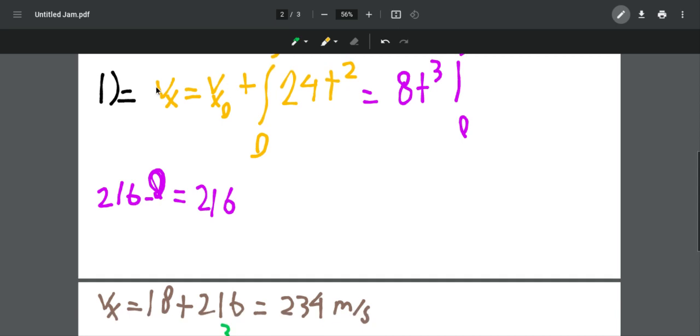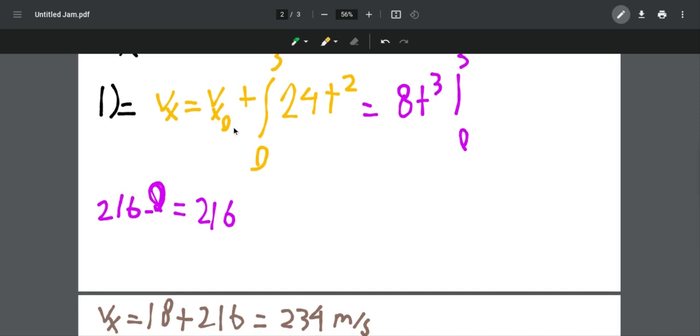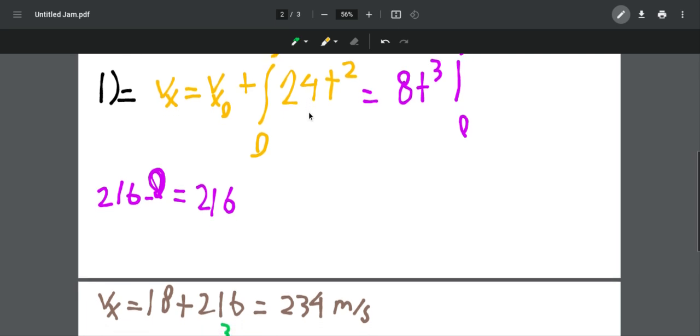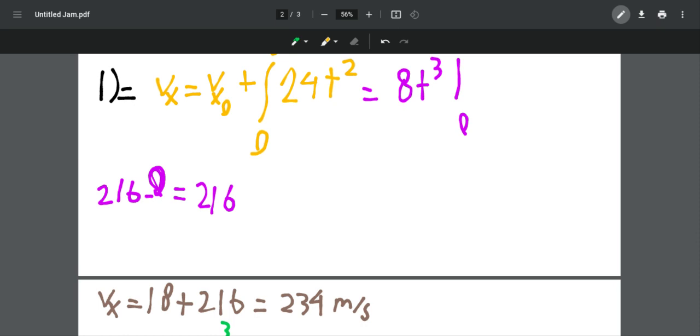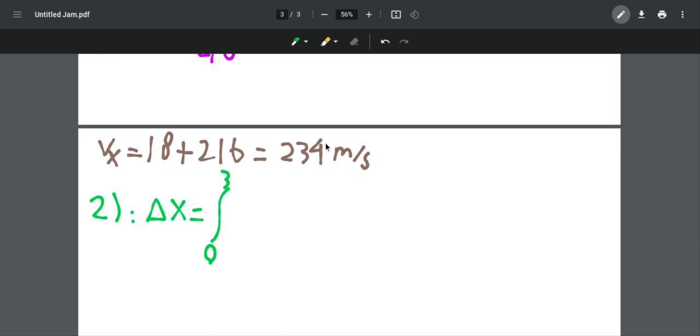But now, when solving for v sub x, if we consider the integral to be an indefinite integral, that means we don't have an upper and lower bound. For v sub x, we get v sub x sub 0 plus the integral of 24t squared. We know that v sub x sub 0 is just the initial velocity, which is 18, plus the integral of 24t squared, which in this case is 8t cubed. So for our value of v sub x, we get 18 plus 8t cubed. So inside the integral for finding the net displacement, we should just plug in 18 plus 8t cubed.